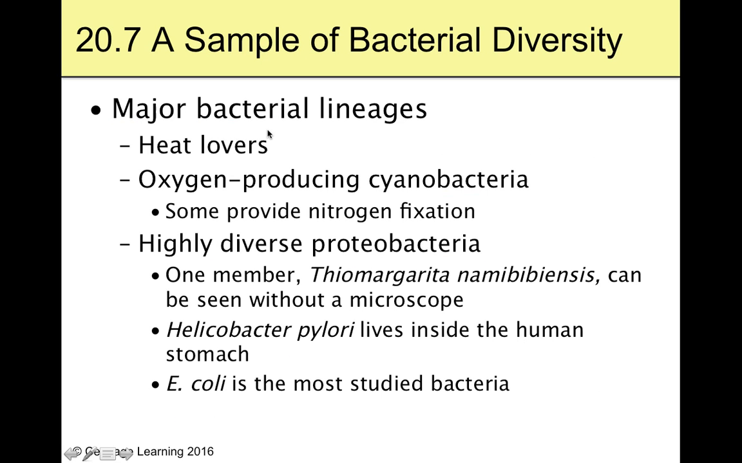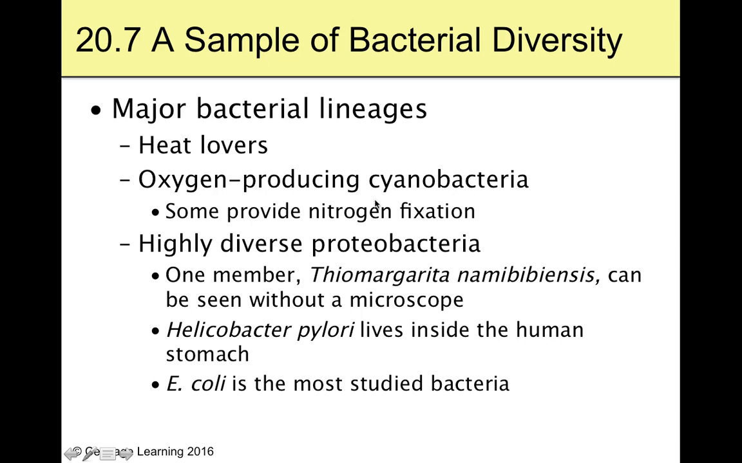So, a sample of bacterial diversity. There are major bacterial lineages. When we start to split them up, we can split them up by if they tolerate heat well or they tolerate salt well. If they love heat, they're a thermophile. If they love salt, it's called a halophile. And if they make methane, they're a methanogen. So we kind of work with the environments that they live in.